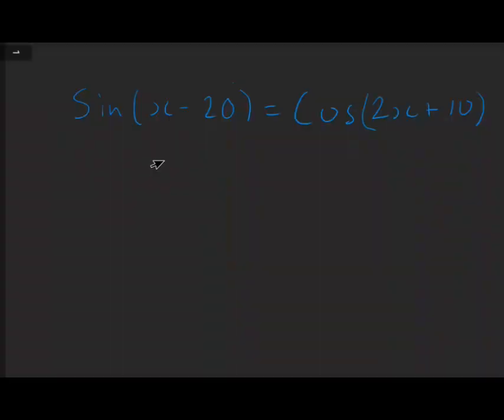Alright, welcome to level 2. So we're given that sin x minus 20 is equal to cos 2x plus 10. So we cannot equate whatever is inside like we did before. We cannot take this and equate them because this time we do not have the same ratio. Here we've got sine, here we've got cos. If it was sine and sine, or cos and cos, or tan and tan, we could have equated them. But this time we cannot equate them. So what should we do? Our goal is to make them the same so that we can have the right to equate whatever is inside.